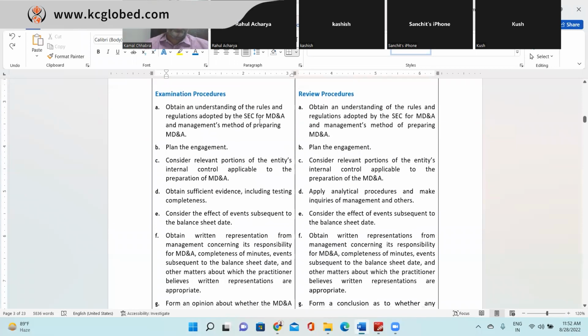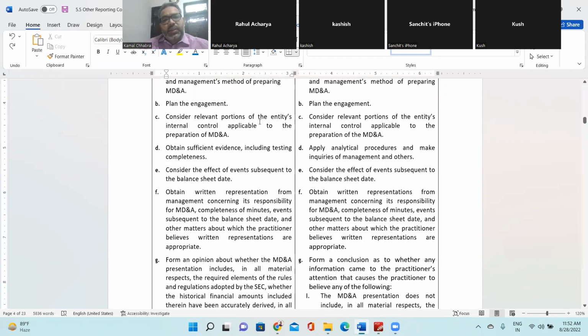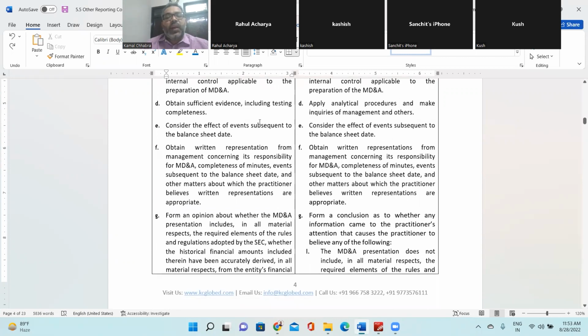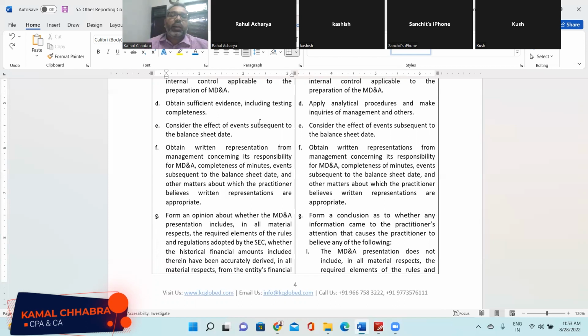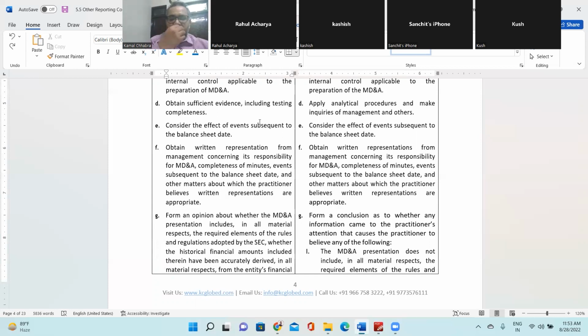What are the procedures you will be performing for the review engagement? Inquiries and analytical, right? So first, point A, obtain an understanding of the rules and regulations adopted by the SEC. Plan the engagement, and consider the relevant portion of the entity's internal control. Fourth, apply analytical procedures and make inquiries. So in the examination, you obtain sufficient documents and information, whereas in a review engagement, you apply analytical procedures and make inquiries with management and others. Then consider the effect of subsequent events.